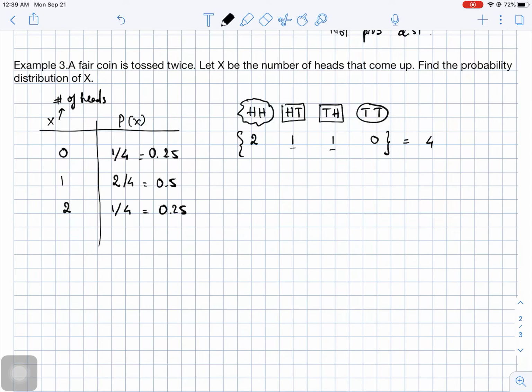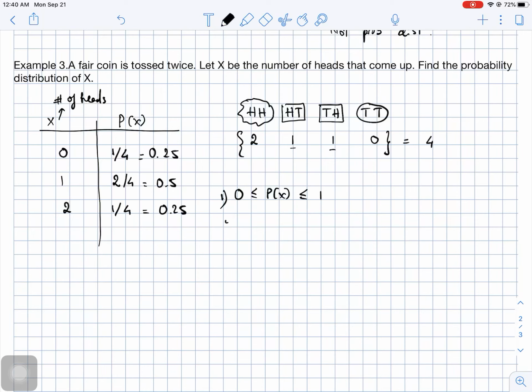And then this is the table for the probability distribution. But before we're done, we need to check the 2 conditions to see if we got it right or wrong. So the first one is we check that the probability for each case has to be between 0 and 1. So 0.25, 0.5, or 0.25, they are between 0 and 1.